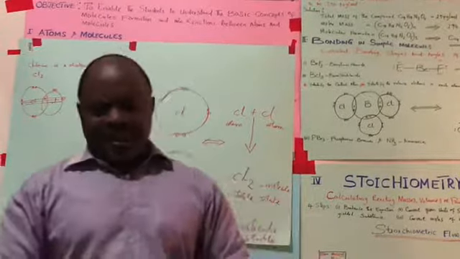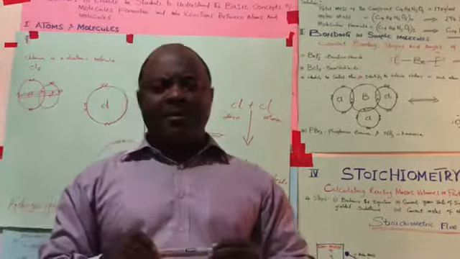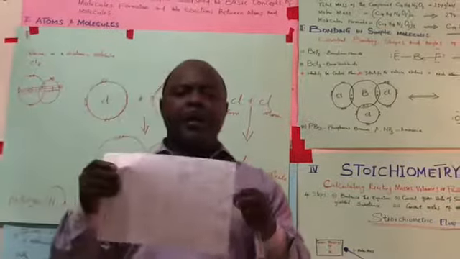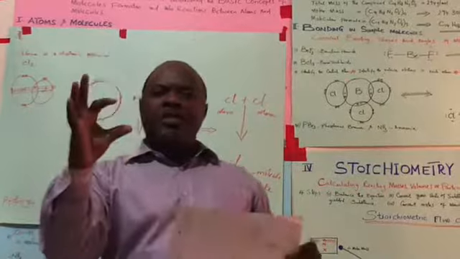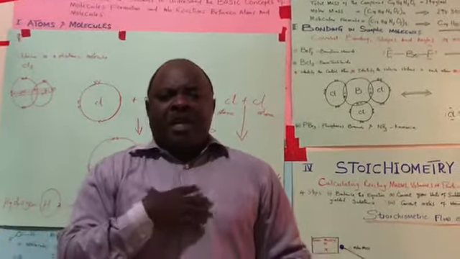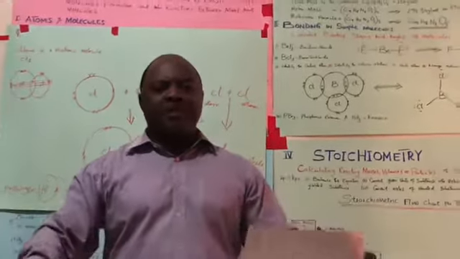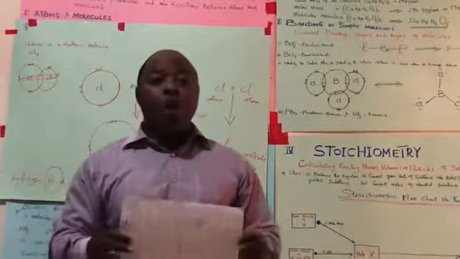What is matter? Anything you hold, anything you can touch, is matter. This paper is matter. Your cell phone is matter. Everything, even my body, is made of matter. Anything that has mass and occupies space and which you can touch is what we call matter.